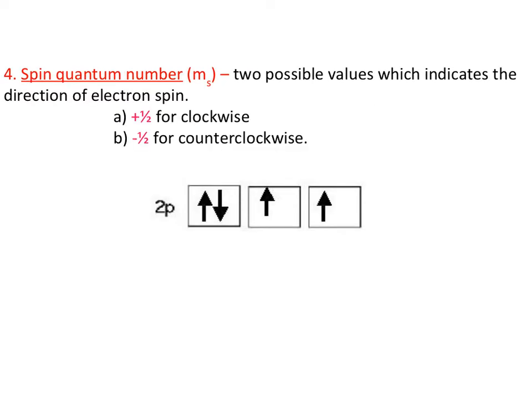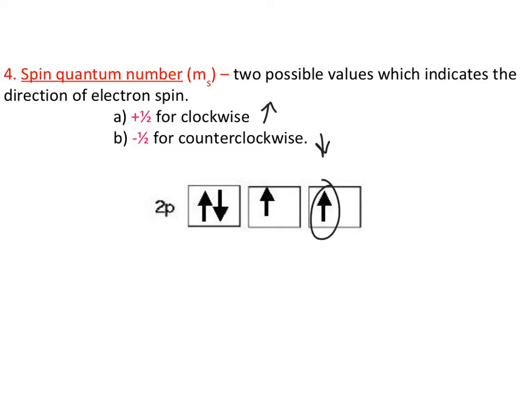The last set, or the last quantum number, is called your spin quantum number, and it only has 2 possible values, plus 1/2 and minus 1/2. If it's spinning up, it's positive 1/2. If it's spinning down, it's minus 1/2.